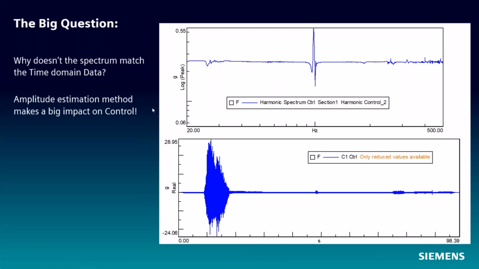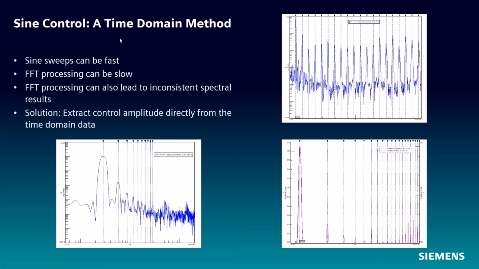But we don't, because what amplitude estimation method we're using has a big impact on control. We're going to talk about the amplitude estimation methods in a minute, but to start with, we have to understand why we're using them to begin with. Sine control doesn't use FFT processing. Sine sweeps move too fast for FFT processing to work. You'll end up with inconsistent spectral results.